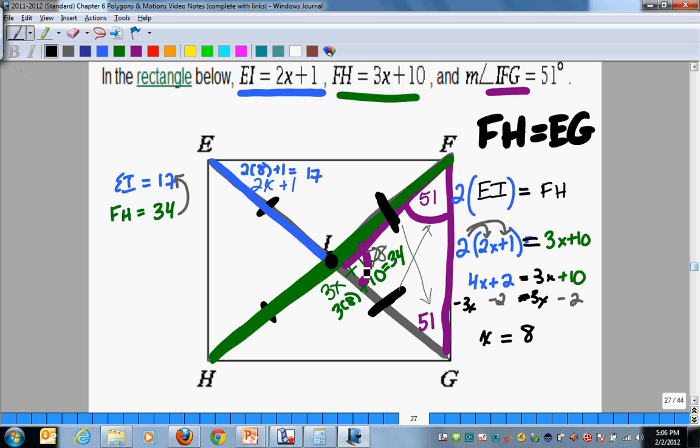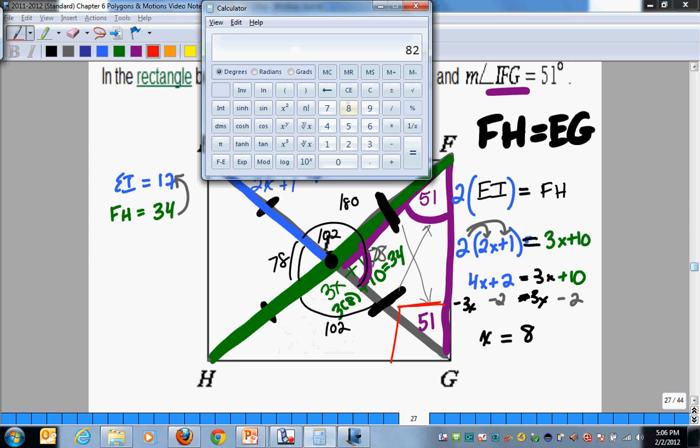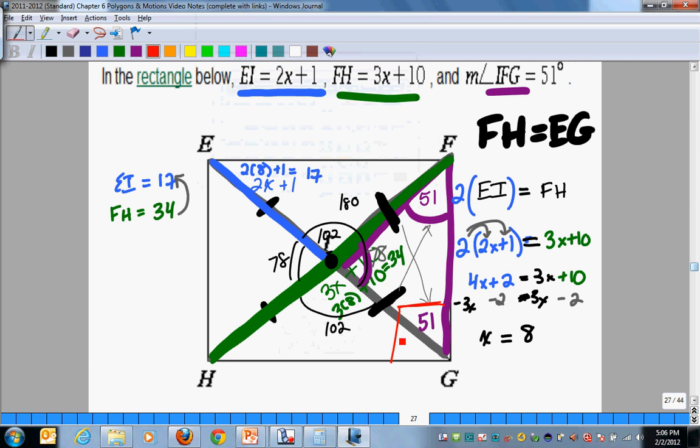And if that's 78, we can make a linear pair, which is 180. And that means this angle right here is 102. This angle, vertical to that, is going to be 78. And this angle right here is 102. Since we have 90 degrees here, we can take 90 minus 51, and we get 39.